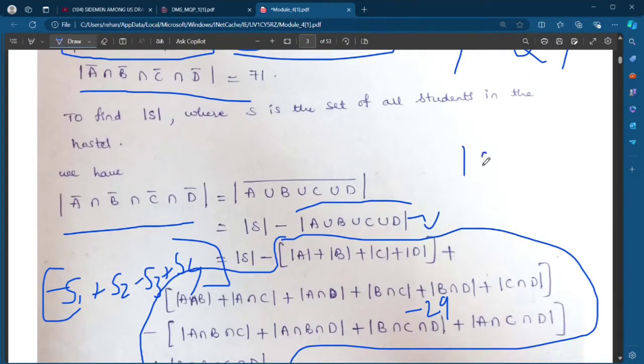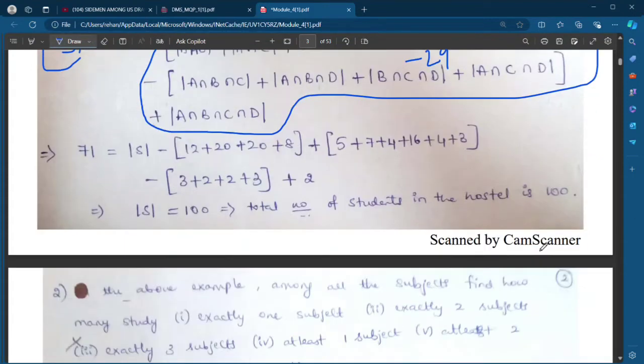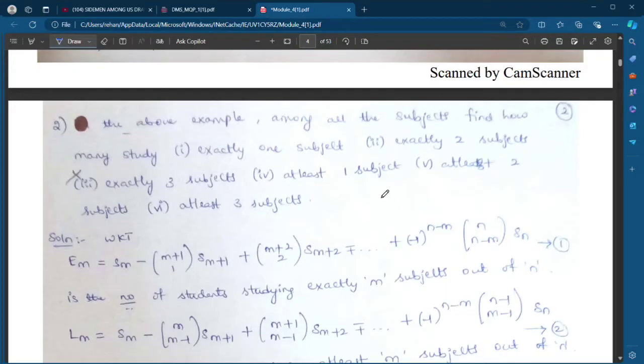So mod S minus 29 is equal to 71. So mod S is equal to 71, send this minus 29 over, so it will become plus 29, that is nothing but 100. Therefore, I get that mod S is equal to 100. Total number of students in the hostel is 100. Simple, right? You understand how they get that.